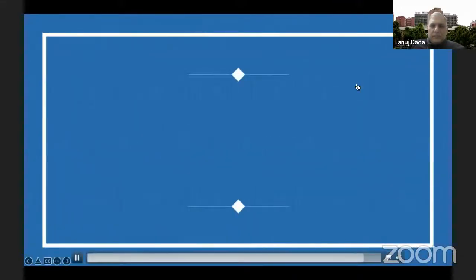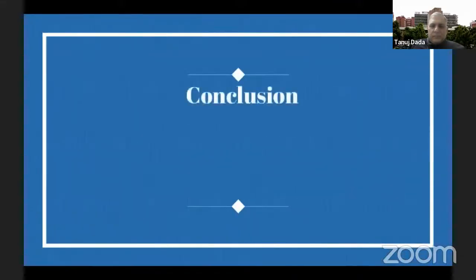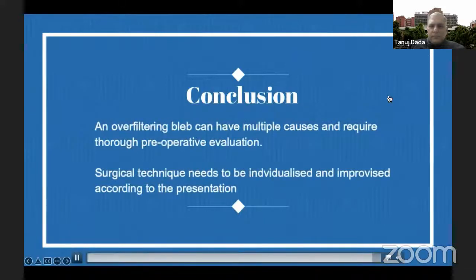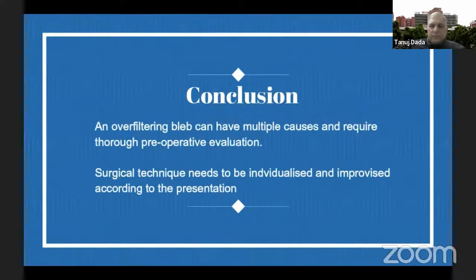Overfiltering and leaky blebs are a known complication of trabeculectomy surgery, especially with the use of antimetabolites. Each case needs to be evaluated individually, and the best suited surgical technique should be selected for its management.